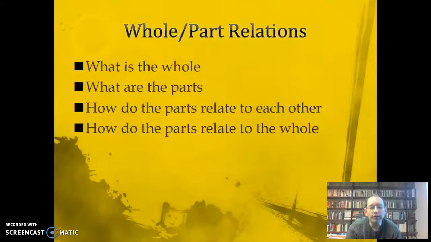What is the whole thing? Whatever the book is, for example. What are the parts? The plot, the characters, the themes, the ideas, the conflicts, setting. How do those parts relate to each other? How do these characters relate to the theme of this book or movie or something like that?